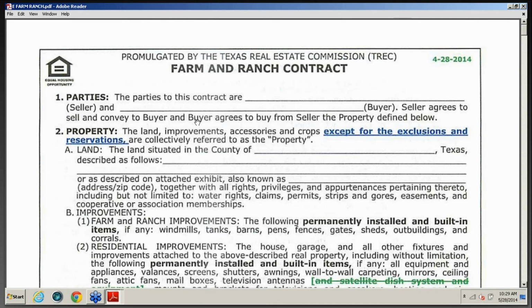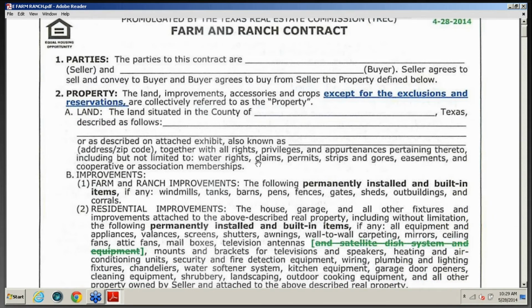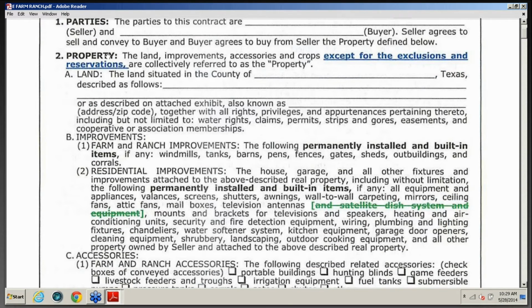Now, those of you who do farm and ranch, there are a lot of changes on farm and ranch. I'm not so sure I like them, but that's just my own opinion. Here's what's going on with farm and ranch. Farm and ranch is TREC form 2510. One thing they added at the very beginning, when it talks about the property, is that the land, improvements, accessories, and crops, except for the exclusions and reservations, are collectively referred to as the property.